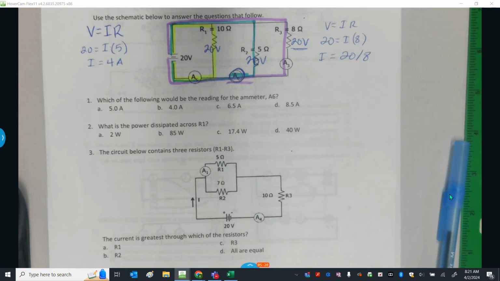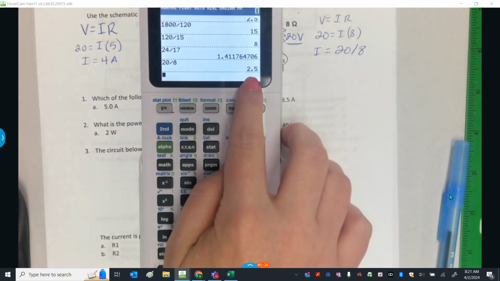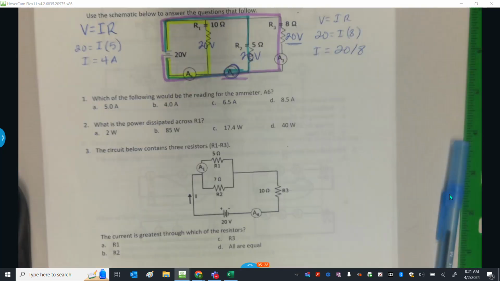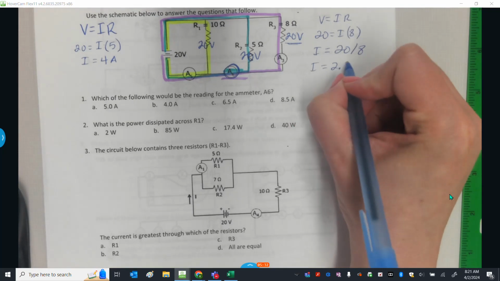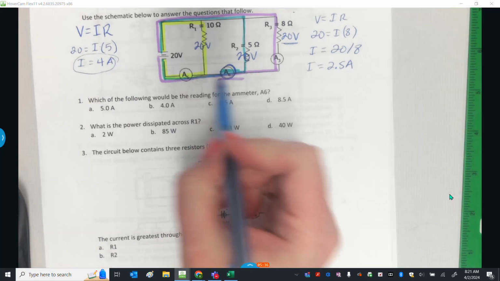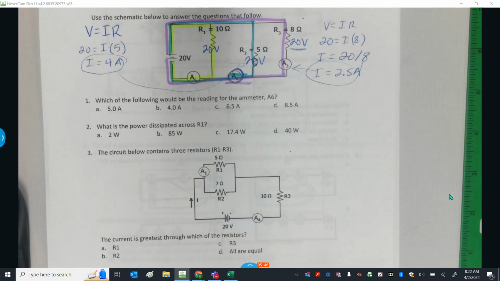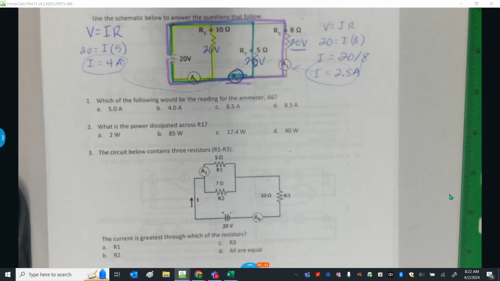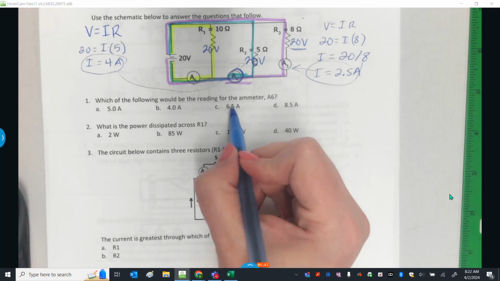So again, we're going to put this one in the calculator, or you might be able to do that in your head. But 20 divided by 8 is 2.5. Okay, so my current through the purple loop is 2.5 amps. So now I know how much of it goes through the blue loop. I know how much of it goes through the purple loop. I can add them together because they're both going through this ammeter. Okay, so 4 plus 2.5 is 6.5.